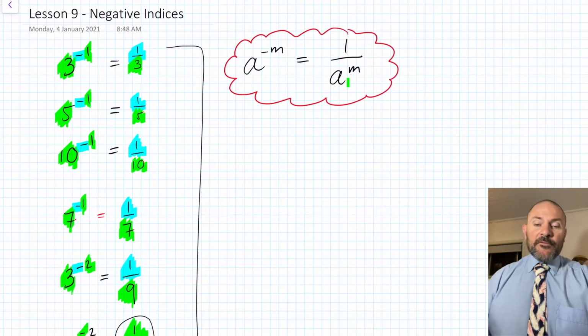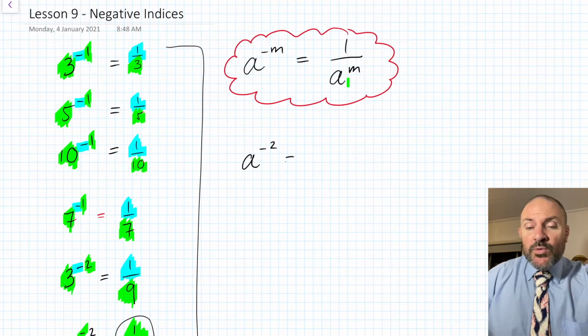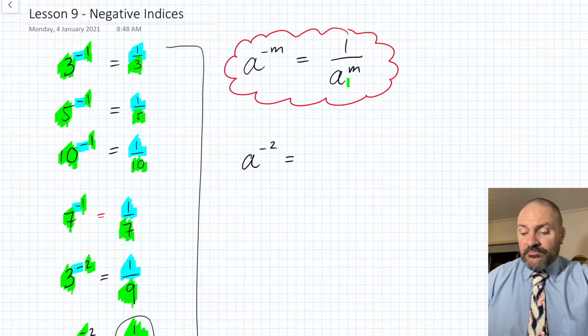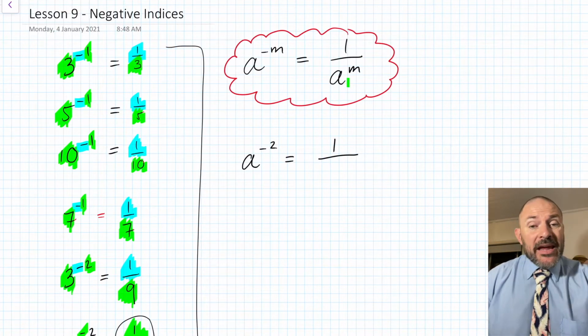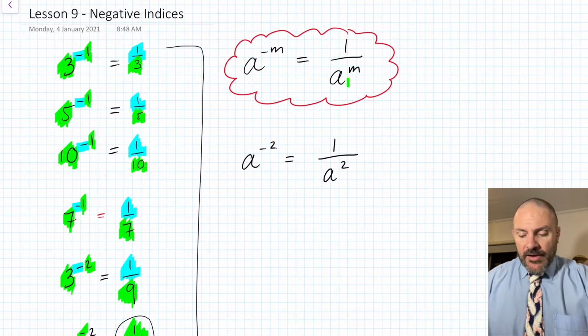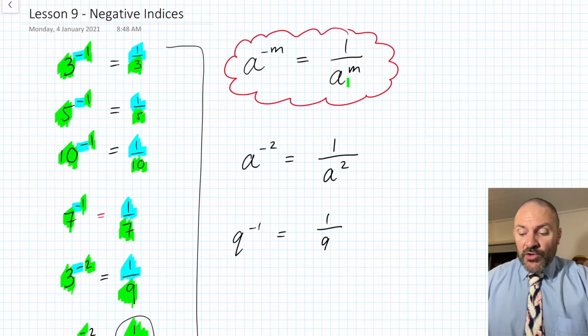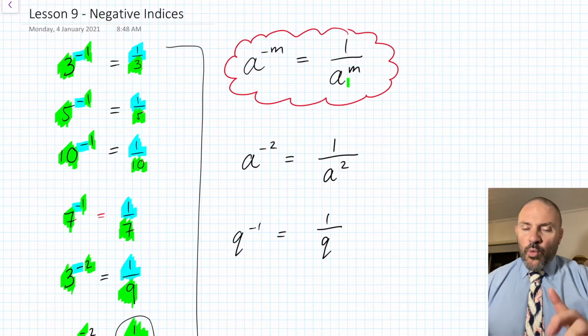So things like for us, we're going to do algebra, and we're going to say, write a to the negative 2 with a positive indice. The negative means 1 over, and whatever's left, a squared, that's it. If I say q to the negative 1, the negative means 1 over, q to the power of 1. What if I did this?